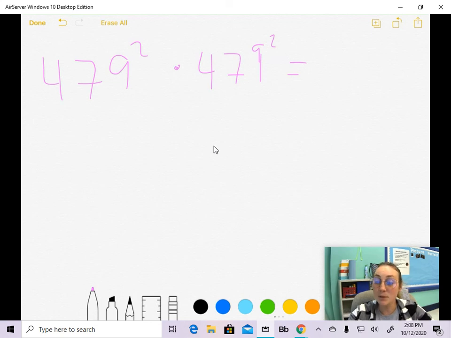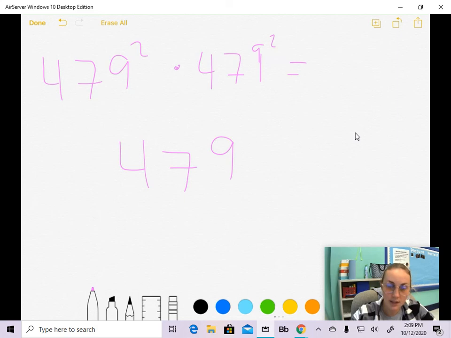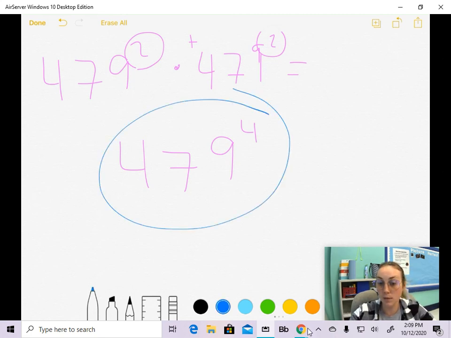But again, this is a multiplication problem. Our exponents just have to be added across because the bases are the same number. So again, we're going to write down our base, which is 479. And then we're going to add these exponents. So 2, dang, I didn't mean to do that. All right. So 2 plus 2 is going to be 4. So our exponent is going to be 4. And that's going to be our answer on this particular problem.